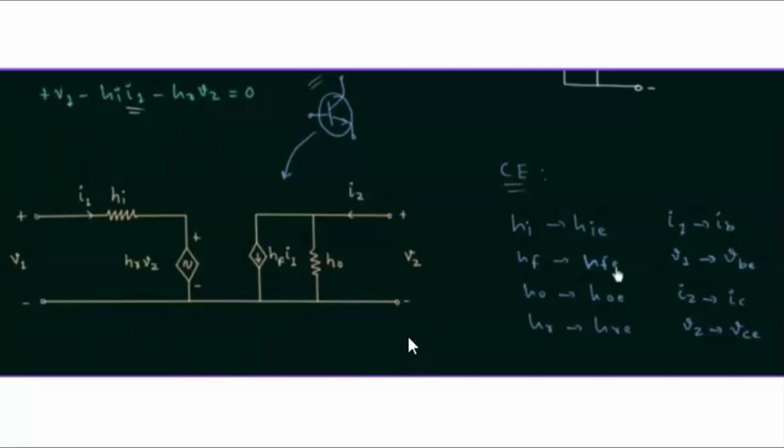Now talking about the H parameters in particular cases, तो अगर मैं बात करूं कि कॉमन एमिटर के केस में हमारे H पैरामीटर्स क्या होंगे, so HI is going to be equal to HIE, HF is going to be equal to HFE, H0 is going to be equal to HOE and HR is going to be equal to HRE. बात करें हम लोग I1, so we know that I1 is our input current and in the case of common emitter हमारा IB भी input current होता है. V1 is our input voltage, so VBE. I2 is our output current, so IC, and V2 is the output voltage, so here we will have the value as VCE.